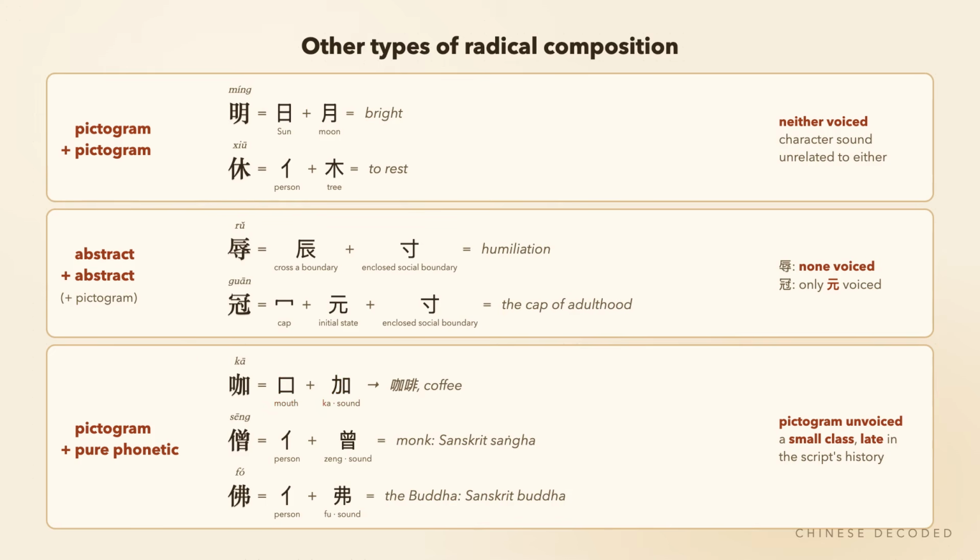The same mechanism was used to write Buddhism words into the Chinese script. Sen, the monk, and for, the Buddha. The person radical carries the domain. The rest only carries sound, spelling words from Sanskrit. Characters like these are a small class and mostly late arrivals in the history of the script.